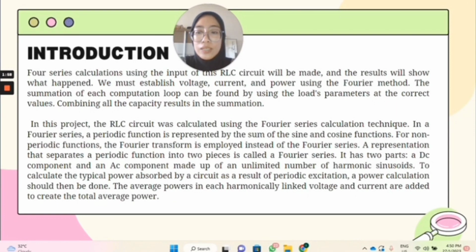To calculate the typical power absorbed by a circuit as a result of periodic excitation, a power calculation should then be done. The average powers in each harmonic, for voltage and current, are added to create the total average power.